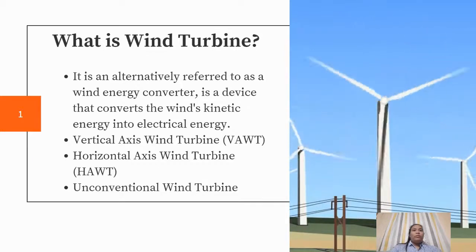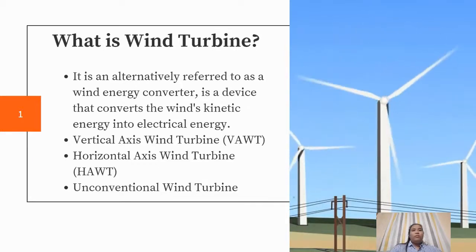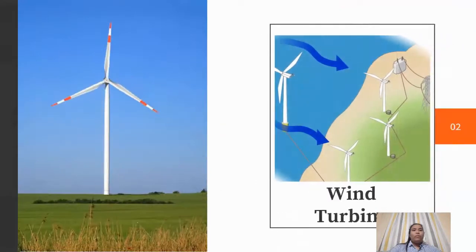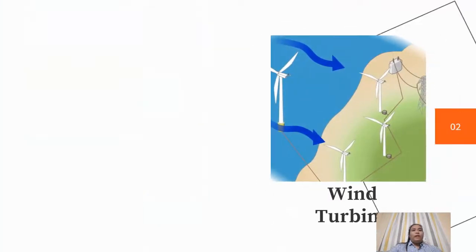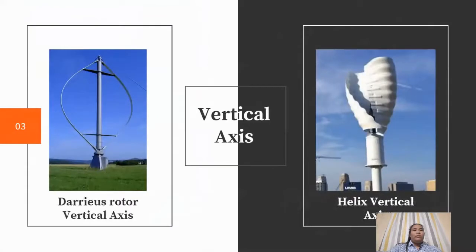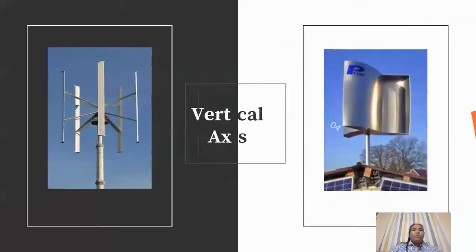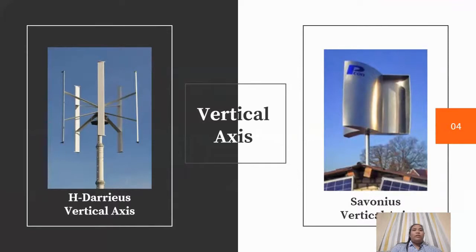And this is what the turbine looks like. These are the types of vertical axis, and vertical axis has four different structures of turbine. The first two are the Darrieus rotor vertical axis and helix vertical axis. The next two are the H-Darrieus vertical axis and Savonius vertical axis. They are different structures, but they all have a set of blades that spins around a vertical axis.